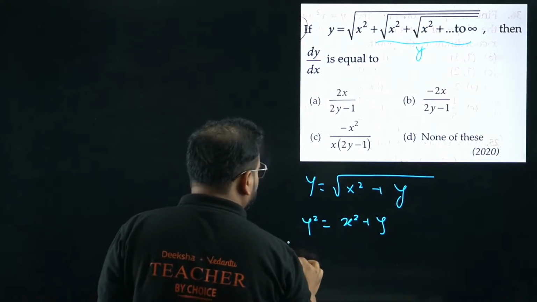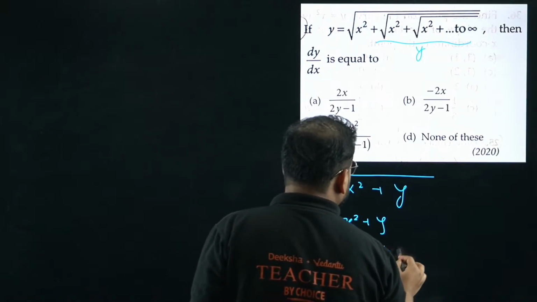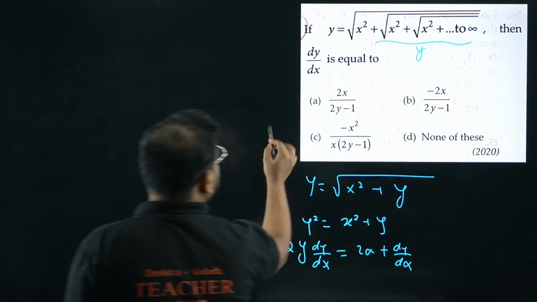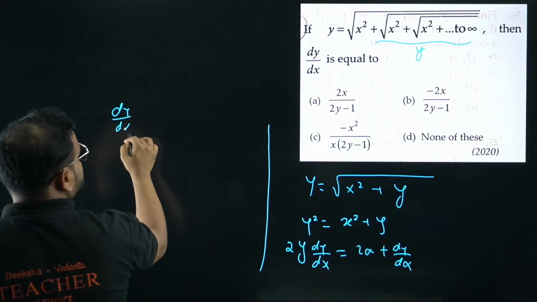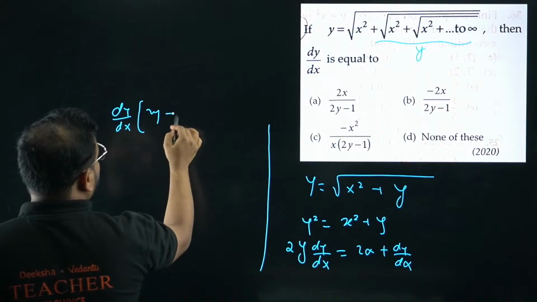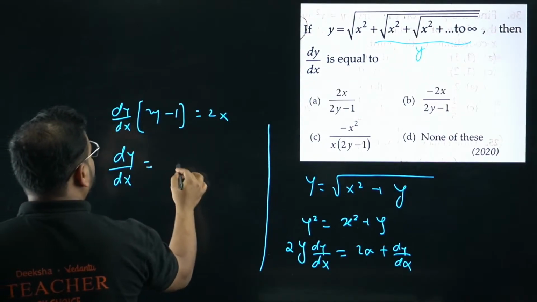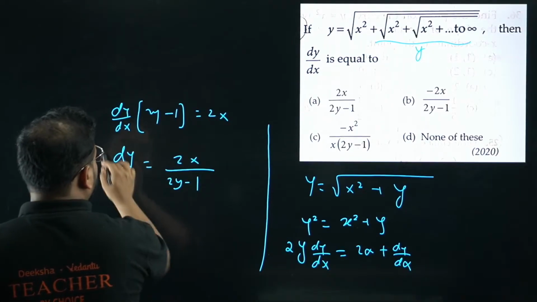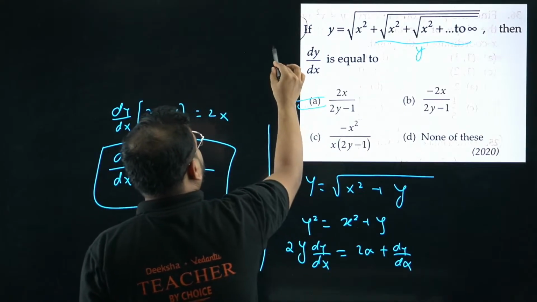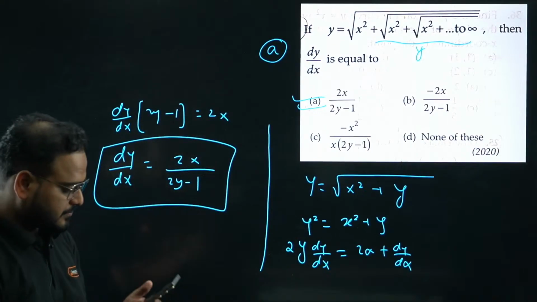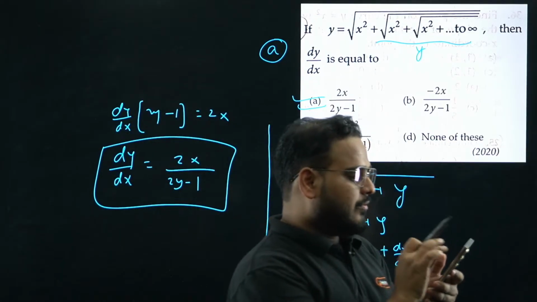Derivative of this will become 2y dy by dx equals 2x plus dy by dx. Check this out. We can move it on this side. Over here we have (2y minus 1) dy by dx equals 2x. I get dy by dx equals 2x upon 2y minus 1. Option A is correct. Yeah, I can see the answers. Everyone has given the right answer. A is correct. All of you have given the right answer.